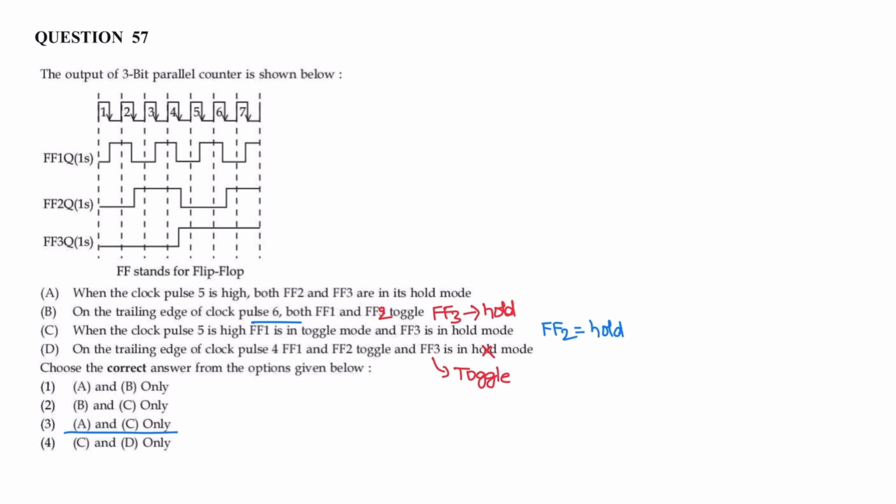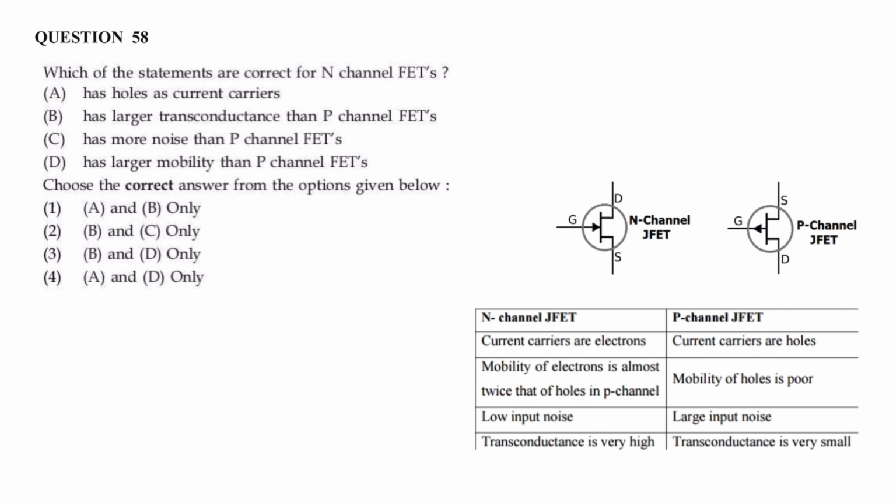Next question. Which of the following statements are correct for N-channel MOSFETs? This is the symbol for an N-channel MOSFET, and the symbol for a P-channel MOSFET is given. In an N-channel MOSFET, the majority carriers are electrons, whereas for a P-channel MOSFET, the majority carriers are holes. The mobility of electrons is almost twice that of the mobility of holes in the P-channel. So the mobility of electrons is higher when compared to the mobility of holes.